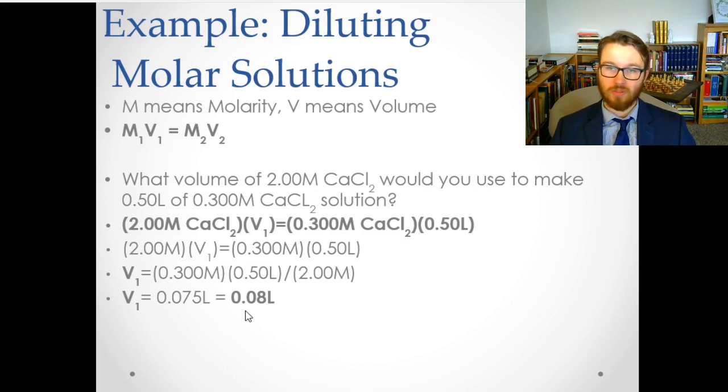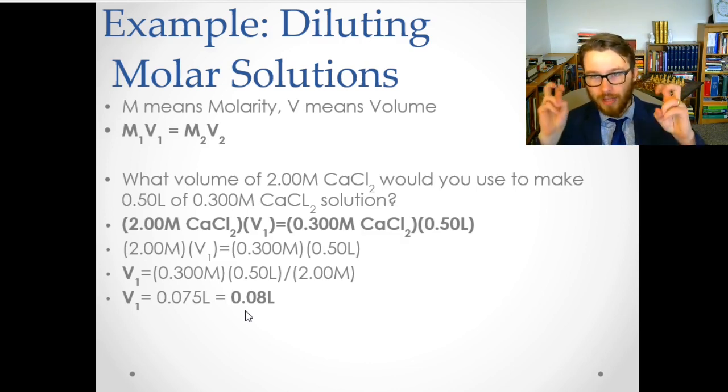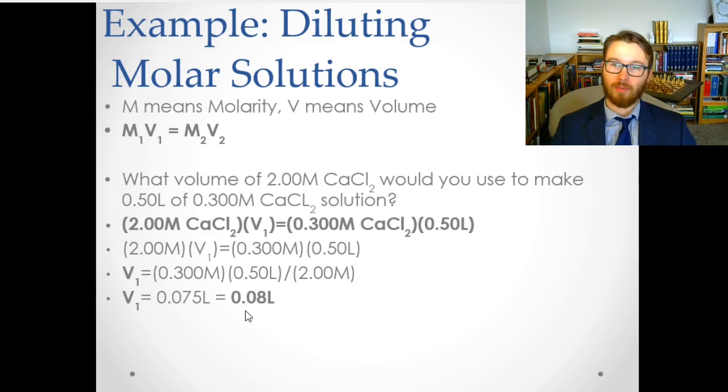M1V1 equals M2V2. This is just algebra disguised as science. Chemistry and physics are just algebra and calculus disguised as a science class, and that's all that's happening here. You're just doing algebra, but instead of Johnny has 7 apples and 37 candy bars, you're doing it with molarity and liters and stuff.